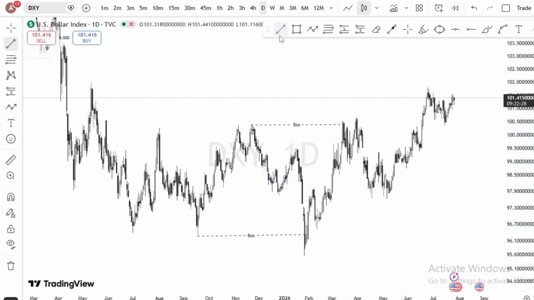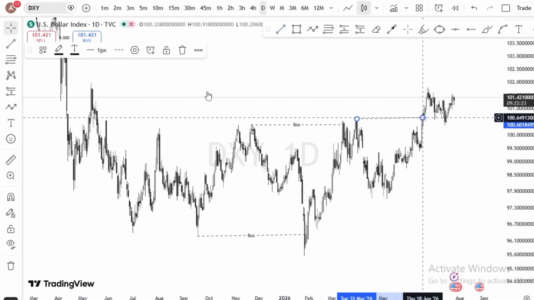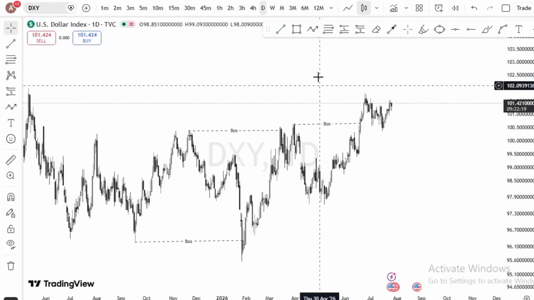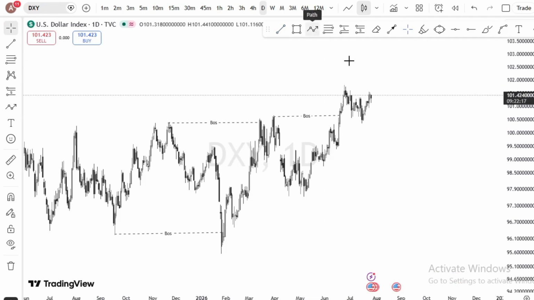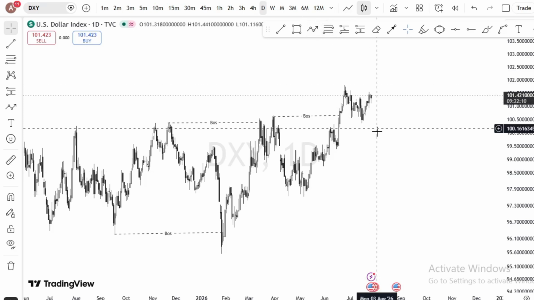So we have another break of structure to the upside. So this is the last break of structure we have to the upside currently. So if you look at this break of structure, we are expecting the correction of this impulsive move to the upside. So we are expecting a correction into the discount zone.